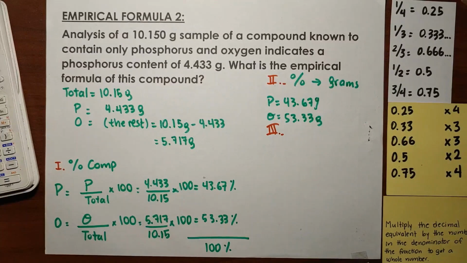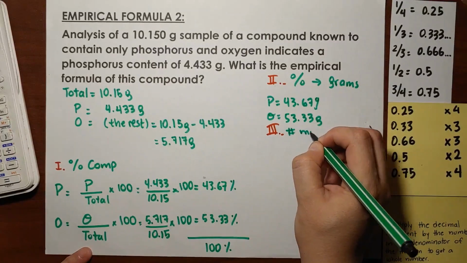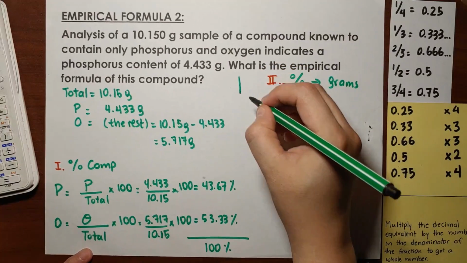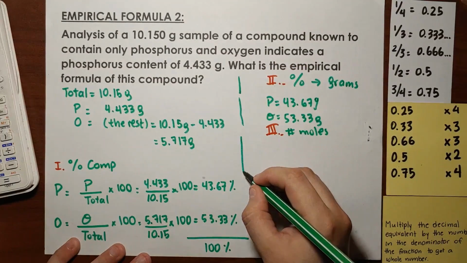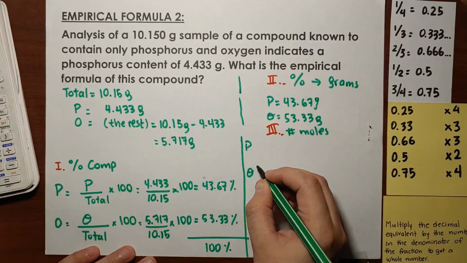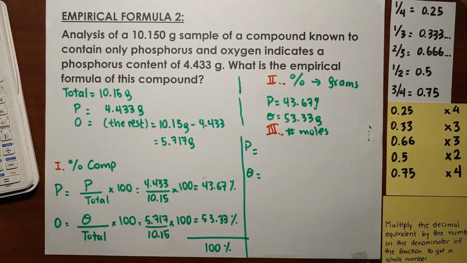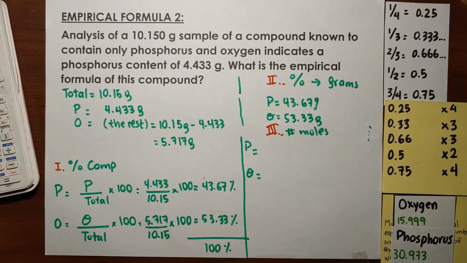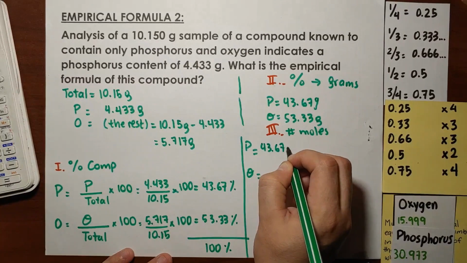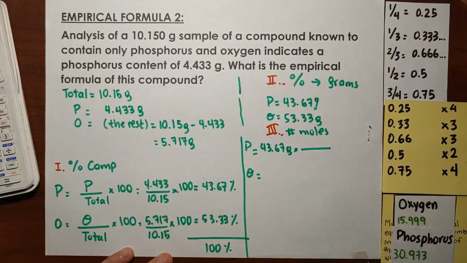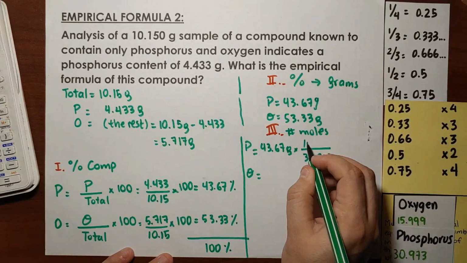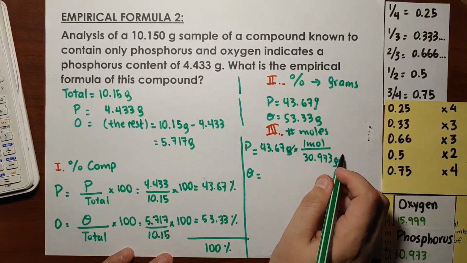In the next step, I'm gonna have my number of moles. I'm going to divide this. Okay, my number of moles for phosphorus and for oxygen. I will be using the molar mass as a conversion factor. So for my phosphorus, I'm gonna have 43.67 grams times the molar mass as a conversion factor, that is 30.973 grams in 1 mole. So this will give me the amount of moles.